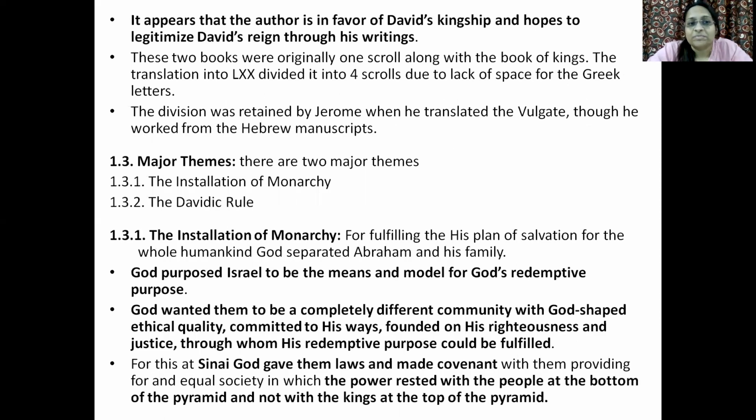Okay, so it appears that the author is strongly in favor of David's kingship, and hopes to legitimize David's reign through his writing. He is promoting and legitimizing David's rulership through his writing, and it is very clear and definite as we read the book of Samuel, where there is so much about King David.